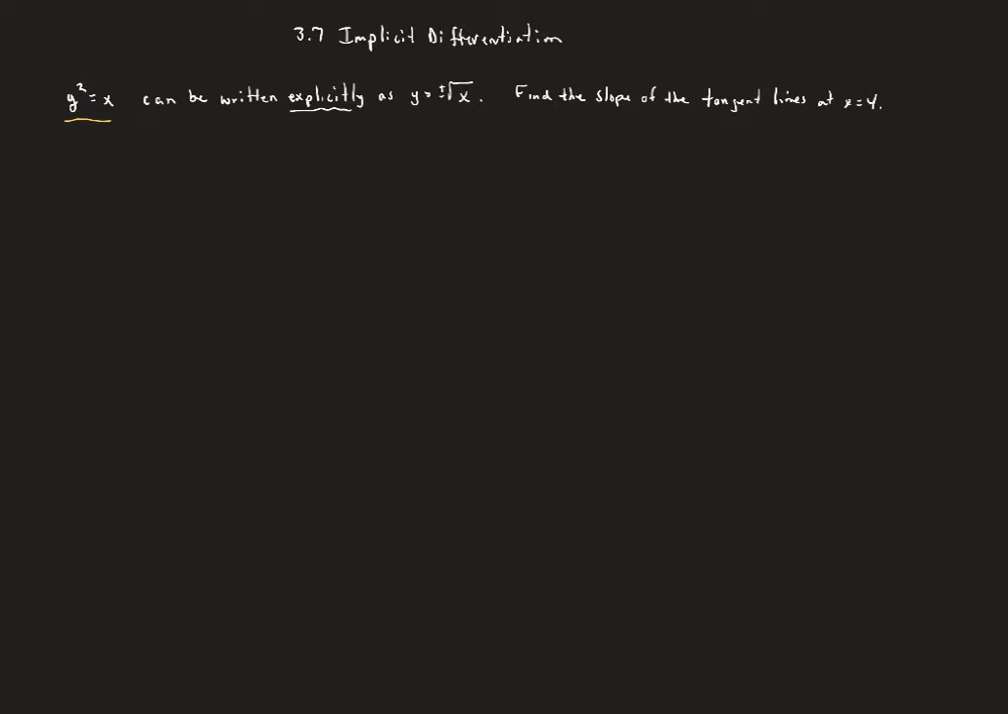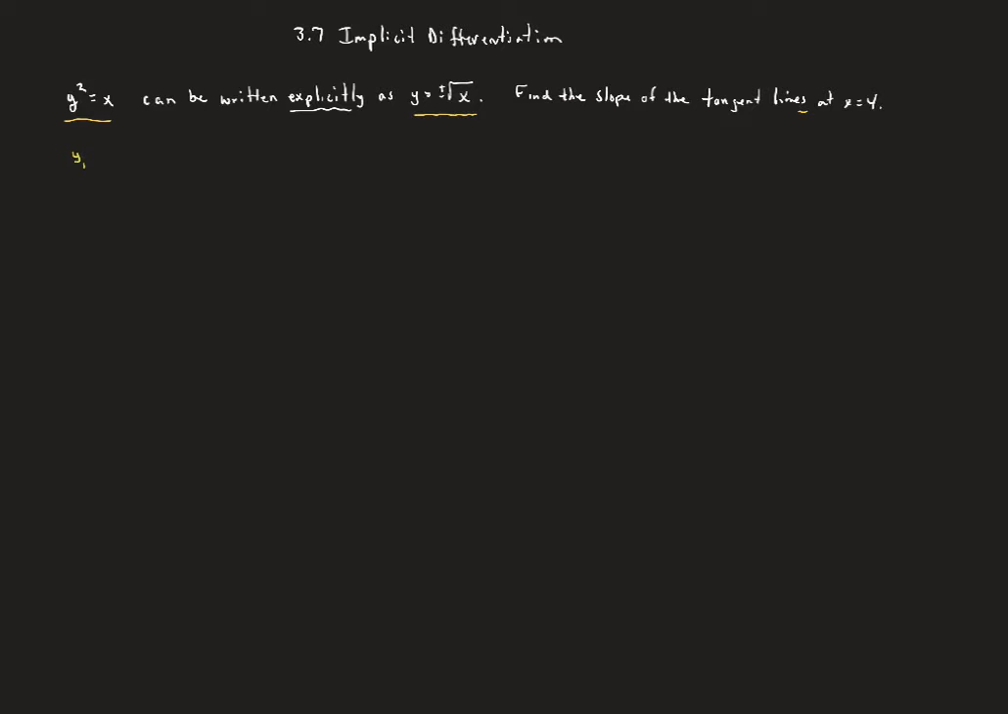Now in this particular example we can. So when we solve for y and write it explicitly, we see it's actually representing two different functions. Y equals the square root of x and y equals the negative square root of x. So that's like the top half of a sideways parabola and the bottom half of a sideways parabola. So we're going to find the slope of the tangent lines. Notice it's plural because there's going to be one for each of those functions at x equals 4. And then we'll come back and do the problem using what we'll call implicit differentiation.